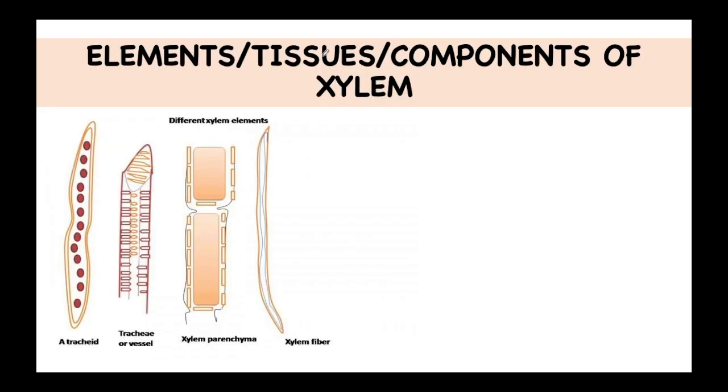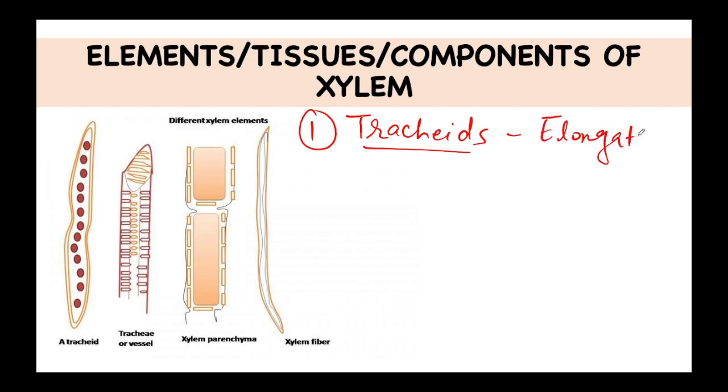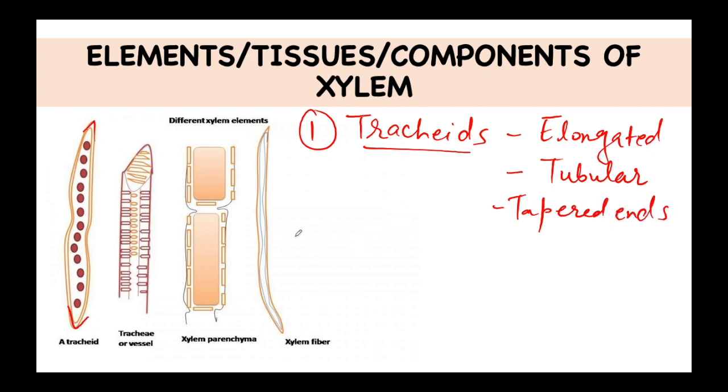Now, elements or components of xylem. So, xylem is divided into four main parts: tracheids, vessels, xylem parenchyma, and xylem fiber. Now, first we are going to cover xylem tracheids. So, here in this image, if you could see, the structure is somewhat elongated. So, tracheids are elongated in shape. They are tube-like structures and they have tapered, somewhat pointed ends.